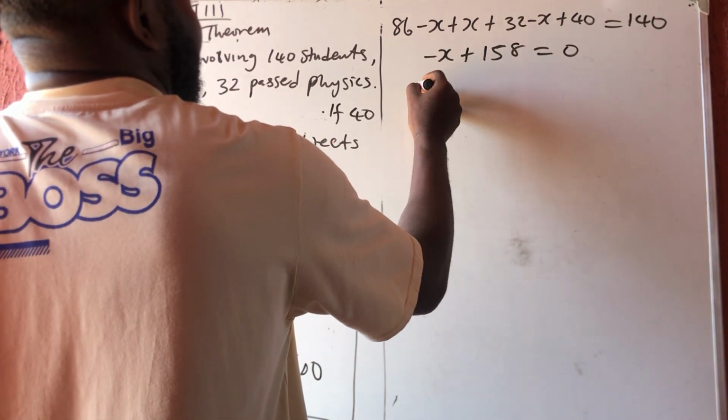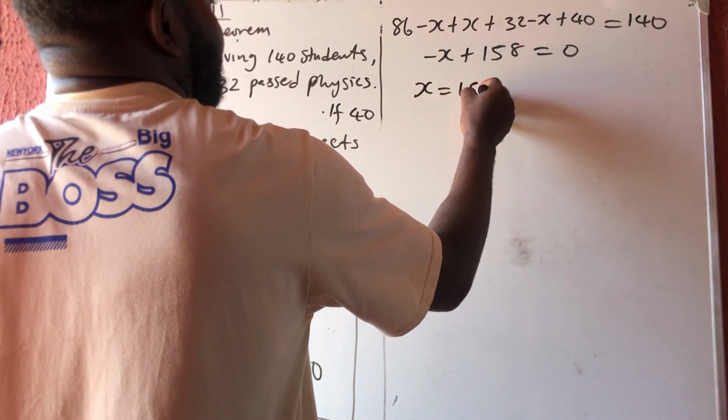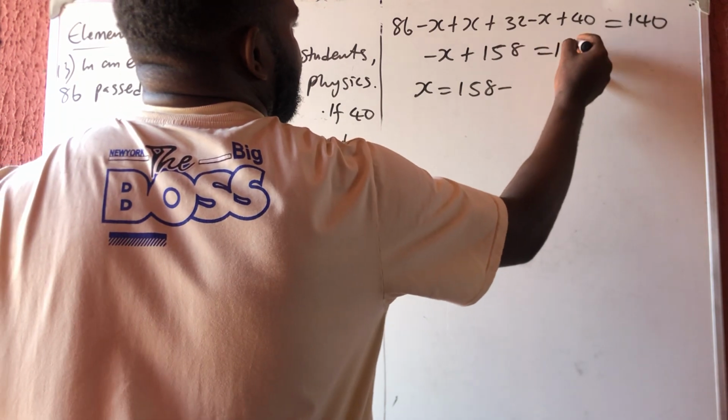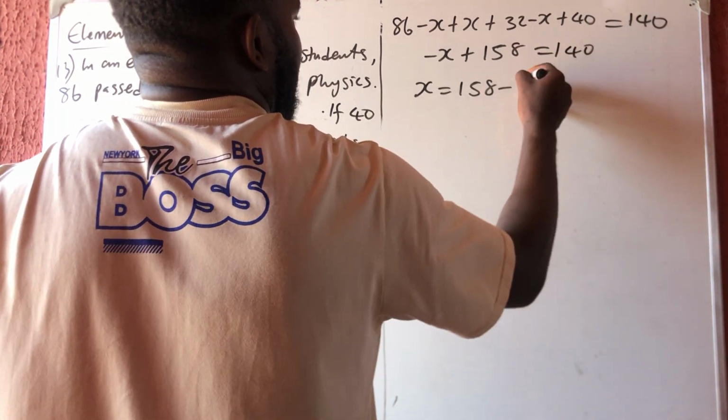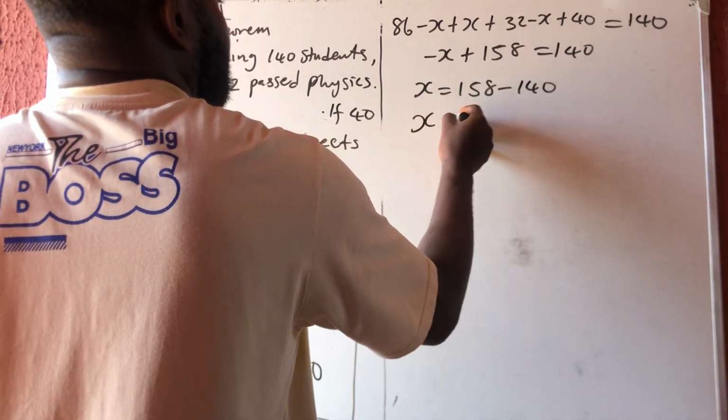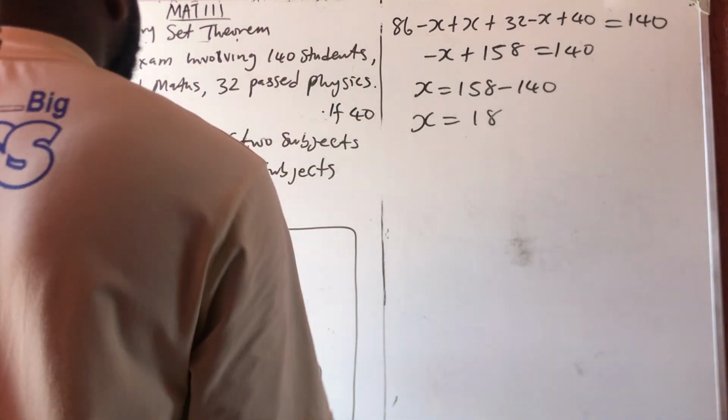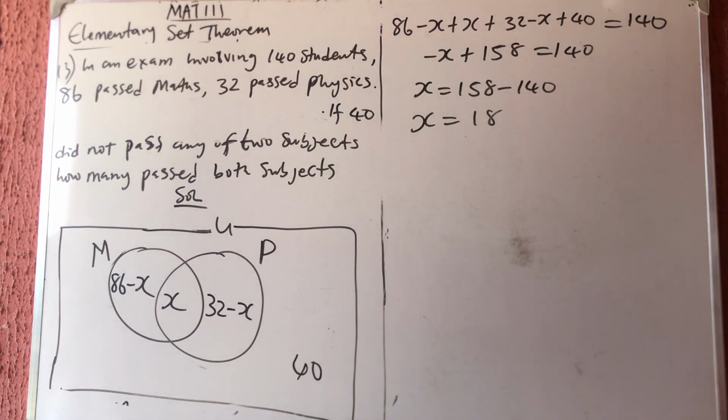So if you do the math, you now have that x is equal to 158 minus 140. So you now have that x is equal to 18. So 18 students pass both, like they said before. All right. So that is how to get that.